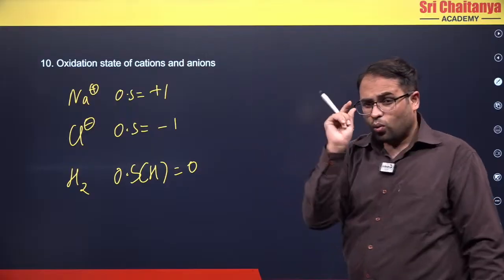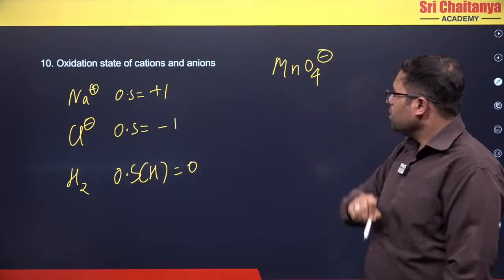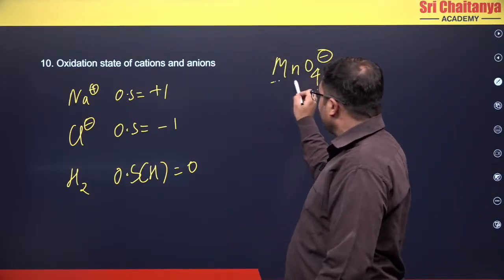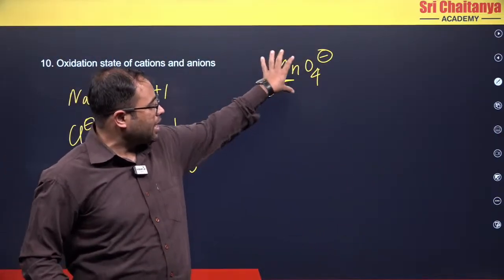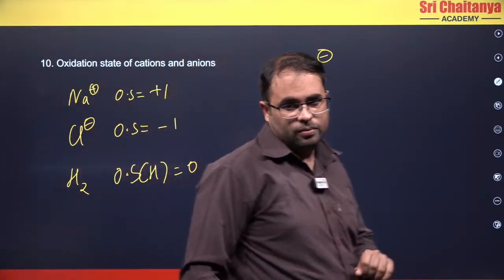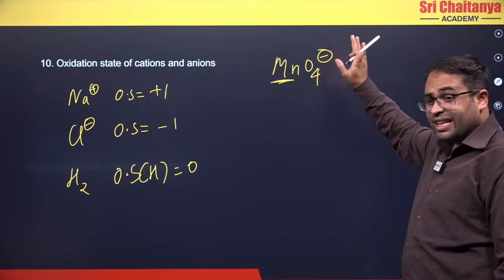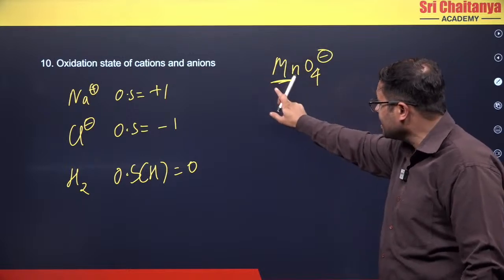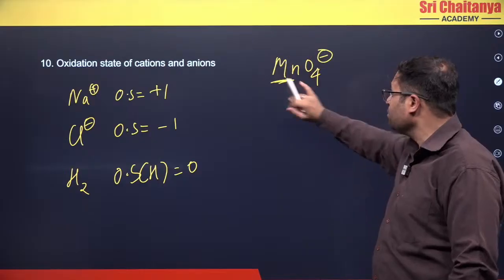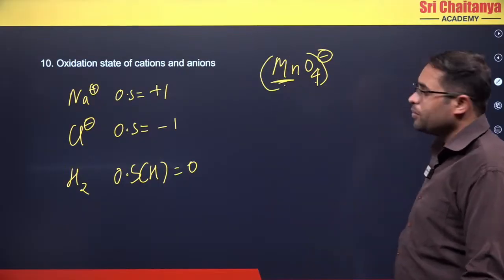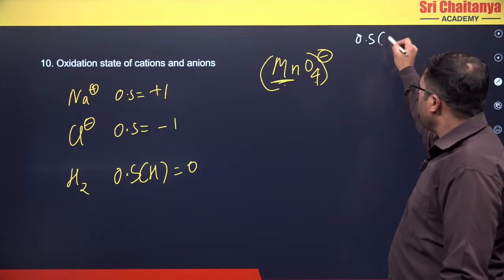Now, one thing, suppose I have this anion. Can we find the oxidation state of manganese in this? Please, I am giving you a little time, just try it out. Oxidation state of manganese in MnO4-. Remember, when in a group this minus is written, this minus is on the complete molecule. It is not only on this oxygen, it is on the complete molecule. So try and find out the oxidation state of manganese.